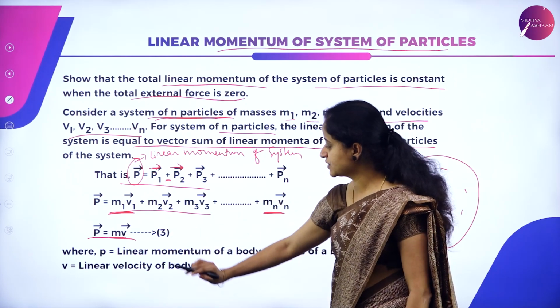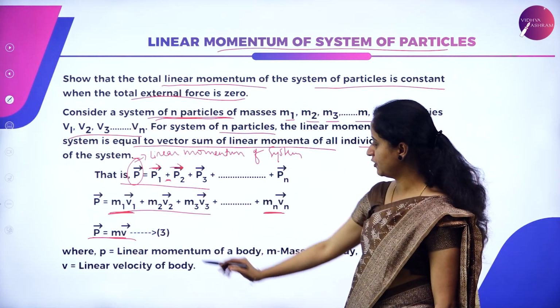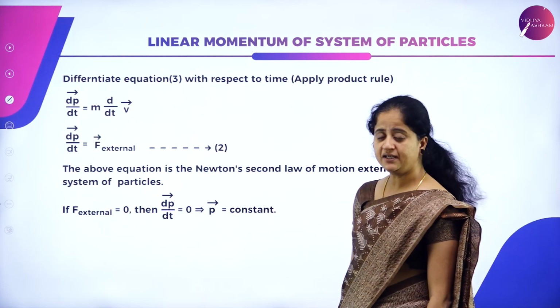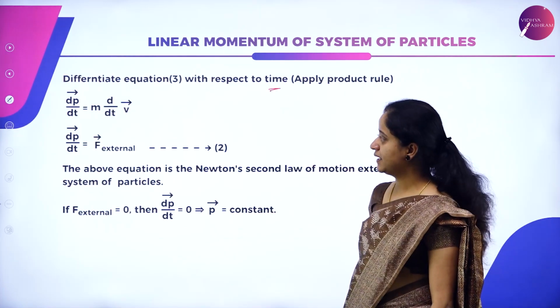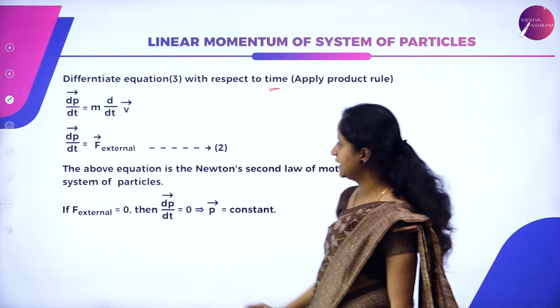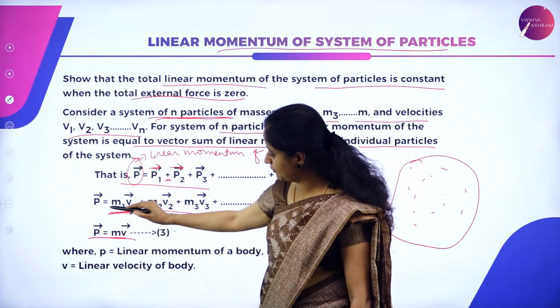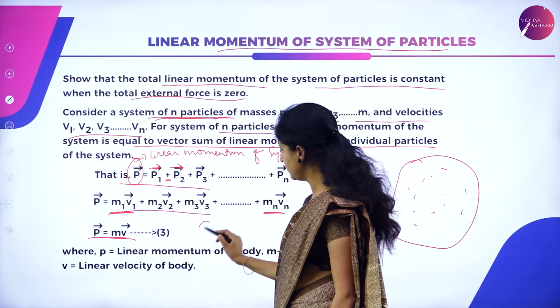Here in this expression, P is the linear momentum of a body, m is the mass of the body and v is the linear velocity of the body. So let us differentiate this equation 3 with respect to time. By applying the product rule, we can represent this as dP divided by dt. We are differentiating both sides of this equation with respect to time.